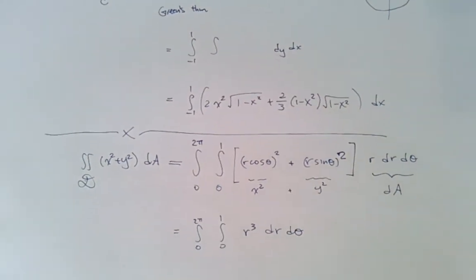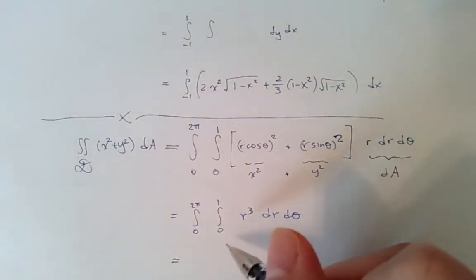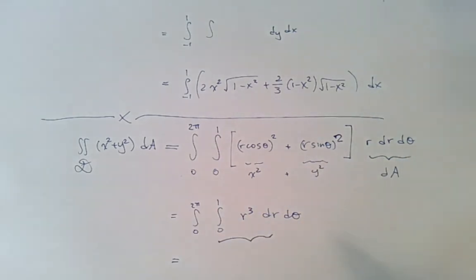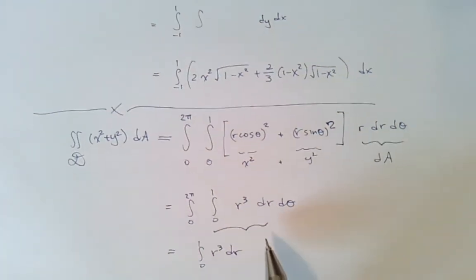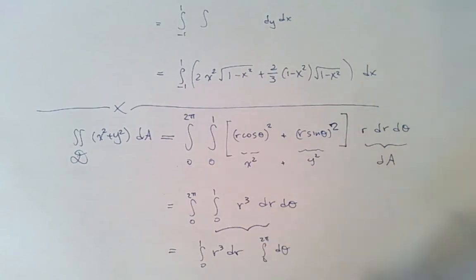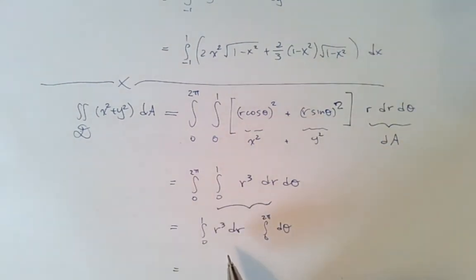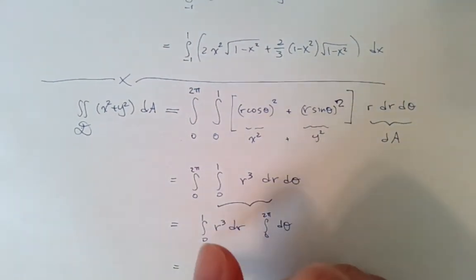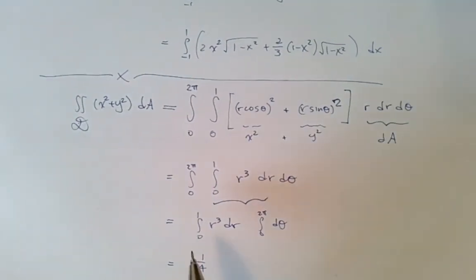And we saw that when we have something as simple as this, we can pull it into two integrals, right? This part is a constant, so that's integral from 0 to 1 of r cubed dr. And then once we pull that out, this is a constant, integral from 0 to 2 pi d theta. So this one is a fourth. r to the 4 over 4, evaluated from 0 to 1. This one is 2 pi. So we get pi over 2.